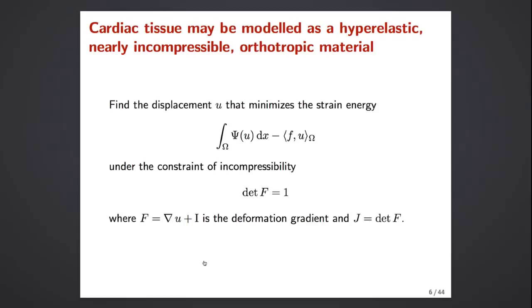In addition, we're assuming incompressibility, which gives you a constraint on the volume of the heart, and it gives you a constraint on the type of deformations that the heart can undergo. So this constraint means that J equals 1, where F is the deformation gradient. The displacement u is related to the deformation x by x is u plus the identity mapping. And so the deformation gradient F is the gradient of u plus the identity. I'll denote it sometimes F and sometimes J. But essentially, the incompressibility constraint says that the determinant of the deformation gradient should be equal to 1.